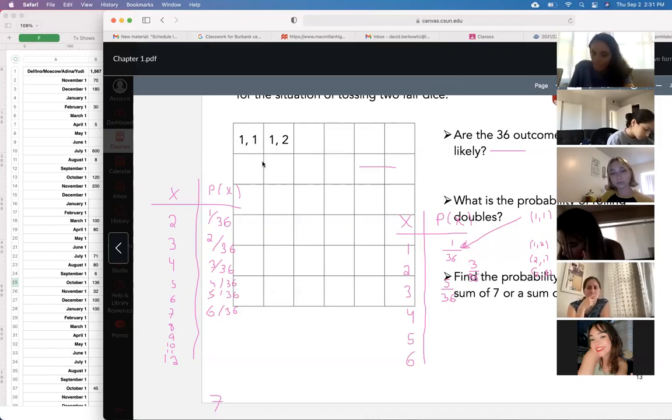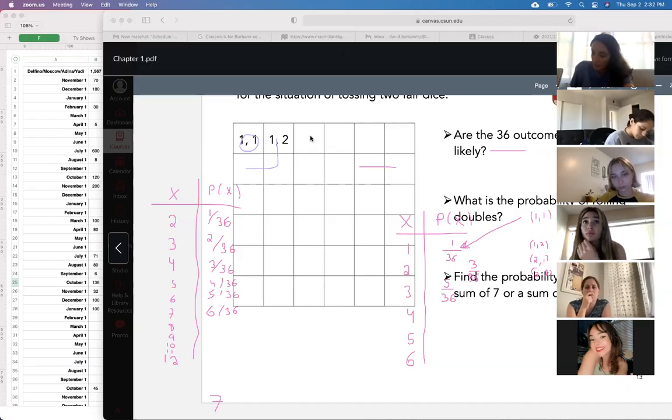Let's cross them off. Which one will have the larger number of 1? 1 and 1. Which ones will have the larger number of 2? 1 and 2, 2 and 2, and 2 and 1. Which ones will have the larger number of 3? 1 and 3, 2 and 3, 3 and 3, 3 and 2, and 3 and 1. Do we see a pattern yet? Yes. That's what math is about, by the way, pattern recognition.